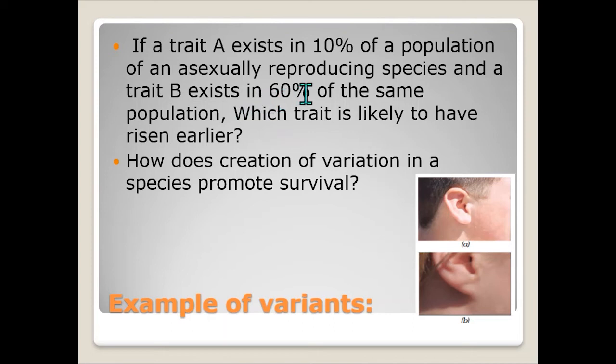Next, you can see some variation. Like I said, the chance of variation in sexual reproduction is more. As you can see over here, there is an example of a variation. In the first picture it is a free earlobe, and in the second picture it is an attached earlobe. So this is an example of variation seen in humans.